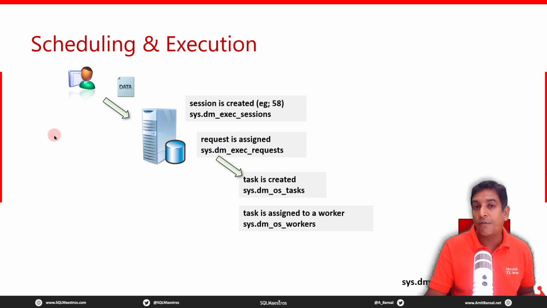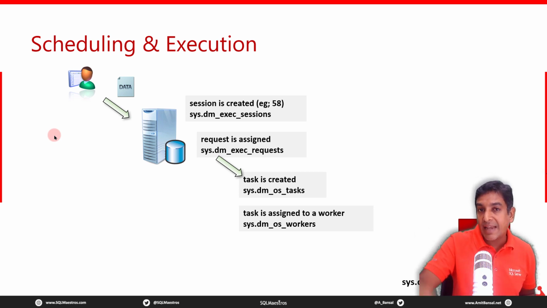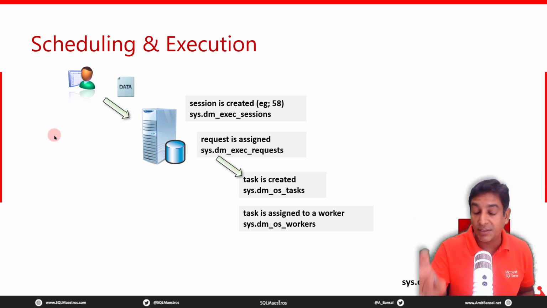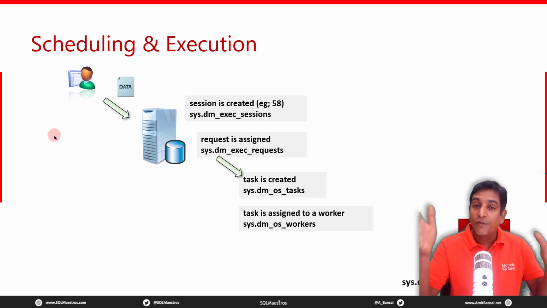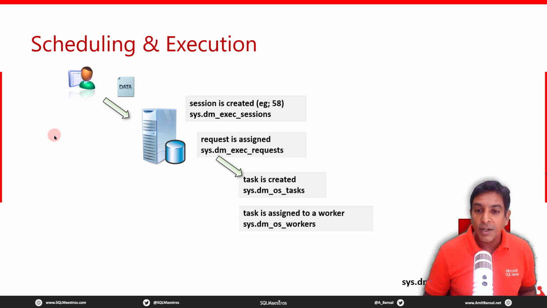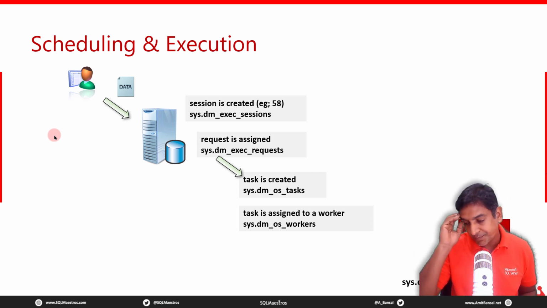The job of assigning a task to a thread is done by a worker, and that is why we use this term as this DMV, sys.dm_os_workers, where you can track all the workers. Now a worker is not a physical thing, it's more logical. A thread is the physical thing. That's why sometimes we interchangeably use this term as worker thread.